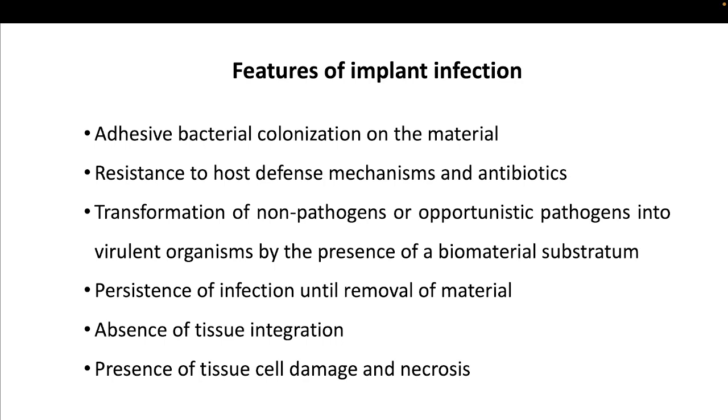Your immune system will think that we might need to launch a much stronger attack, so it will keep on producing molecules to kill the bacteria, but then the bacteria is not getting affected. But since surrounding your implant there are also normal tissues and normal cells, they might get damaged because of your own body's immune system. So because of this, there might be tissue cell damage and necrosis. So these are the features of implant infection.